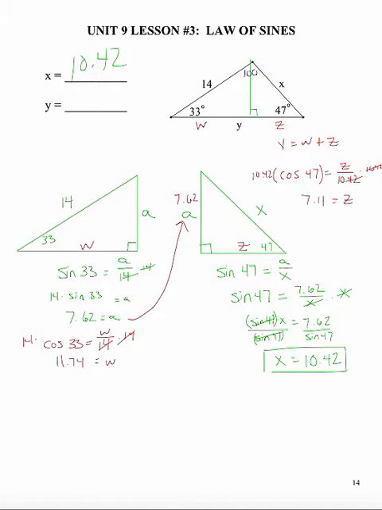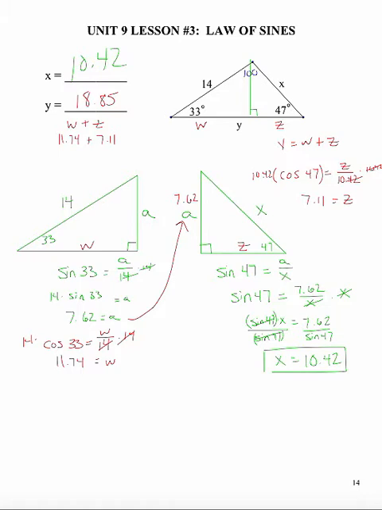For z. So now that I know those two numbers, I can say y is equal to w plus z, and we now know that w is 11.74, and z is 7.11. So when I add those two things together, 7.11 plus 11.74, I get that y is 18.85.